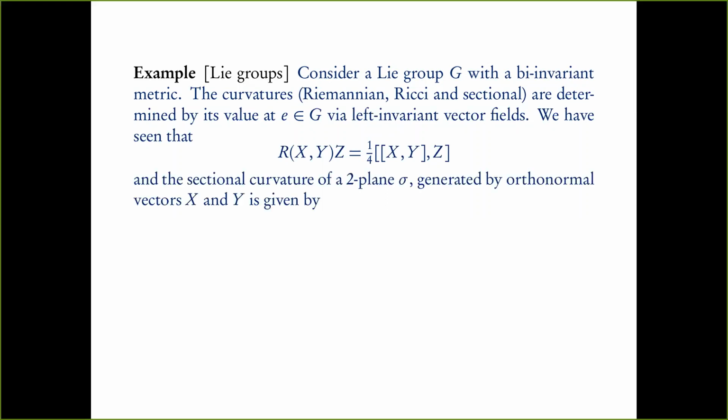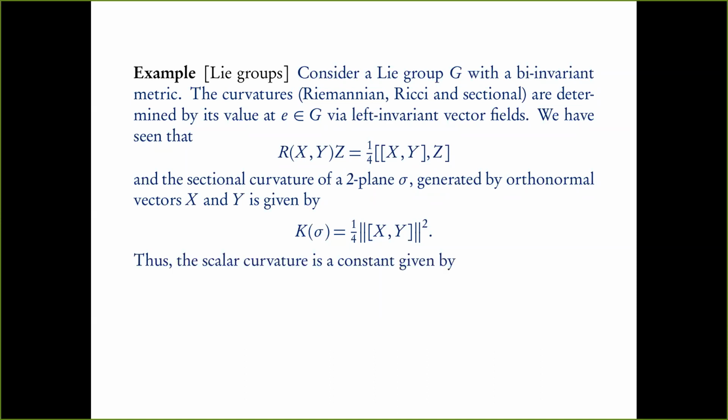So how do we calculate the sectional curvature? That's very simple. You choose a two-plane sigma. These are all happening at e. Choose an orthonormal basis x, y, which will give rise to left invariant vector fields. Then the sectional curvature we had seen last time is given by 1/4 of the norm squared of the Lie bracket [x,y]. If the Lie bracket of x, y was 0, then the sectional curvature would be 0. Otherwise, it's going to be strictly positive. So the Lie bracket comes into play in a very nice way.